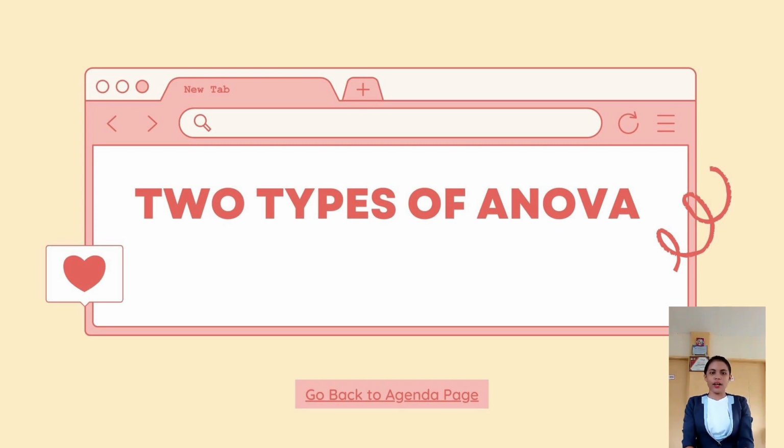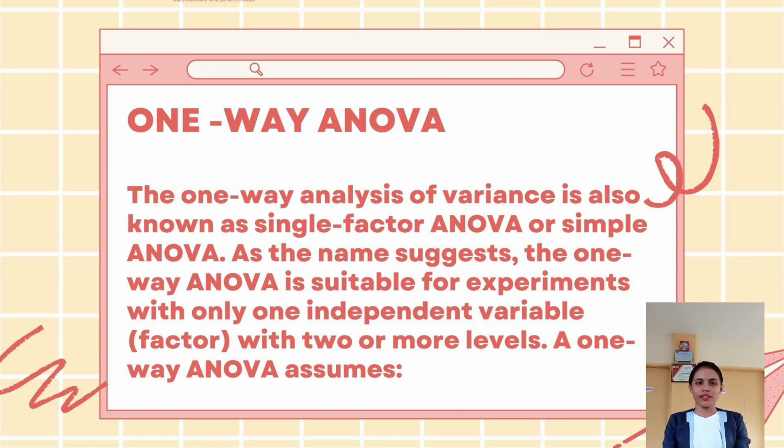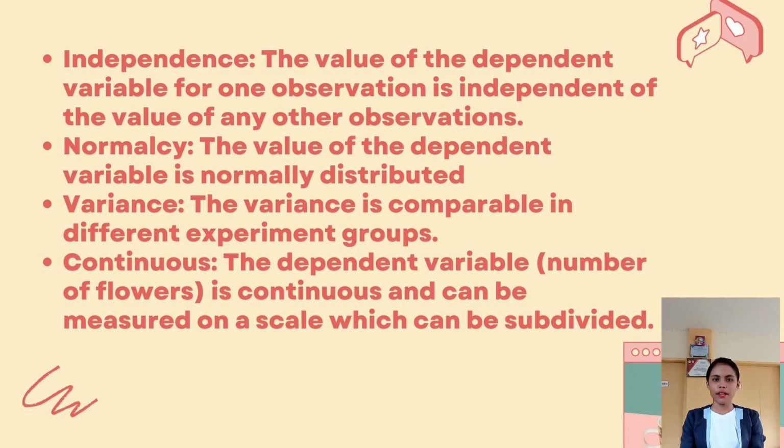Two types of ANOVA. One-way ANOVA. The one-way analysis of variance is also known as single-factor ANOVA or simple ANOVA. As the name suggests, the one-way ANOVA is suitable for experiments with only one independent variable or factor, with two or more levels. A one-way ANOVA assumes, first, independence.